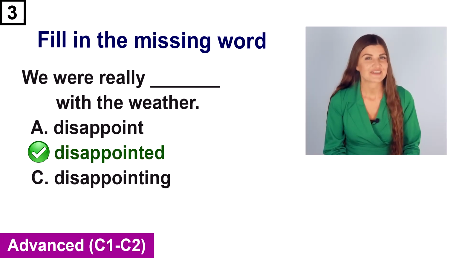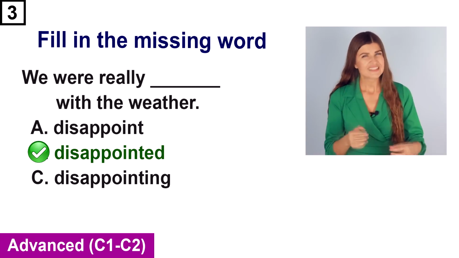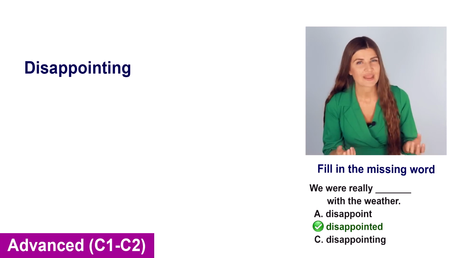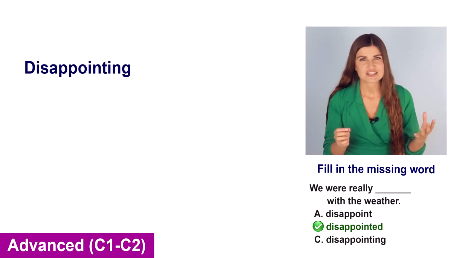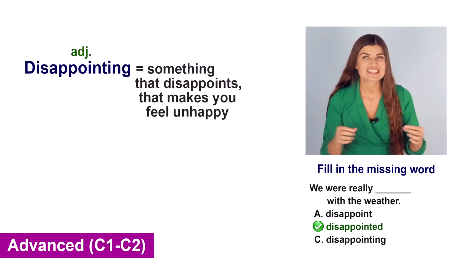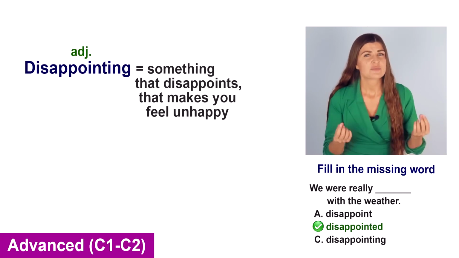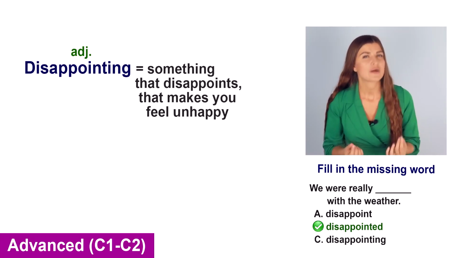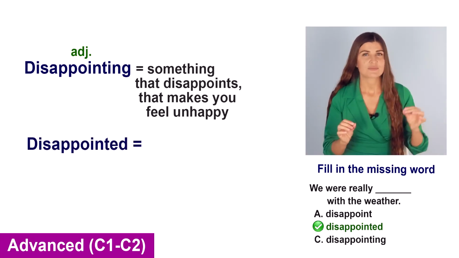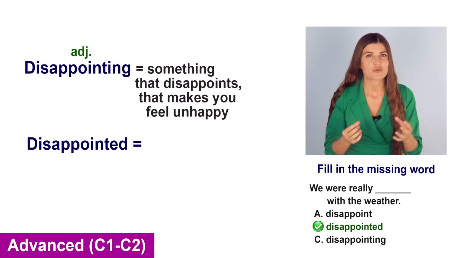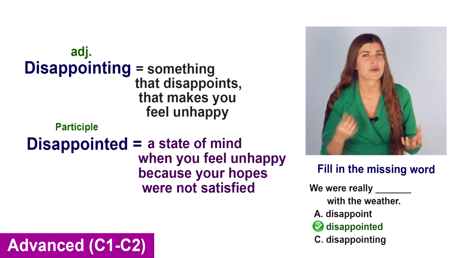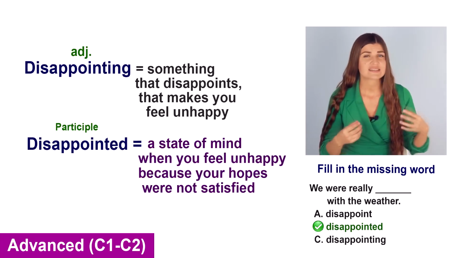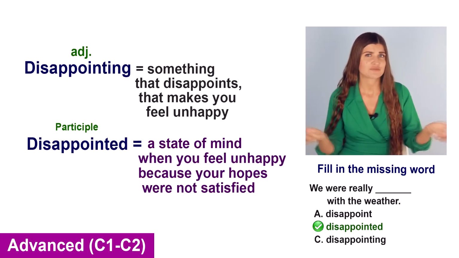The correct answer is disappointed. But what is the difference between disappointed and disappointing? Disappointing is an adjective which means something that disappoints, something that makes you feel bad or unhappy. For example, the movie was disappointing. And disappointed is a state of mind when you feel unhappy because your hopes about something were not satisfied. I was disappointed to see my exam results.